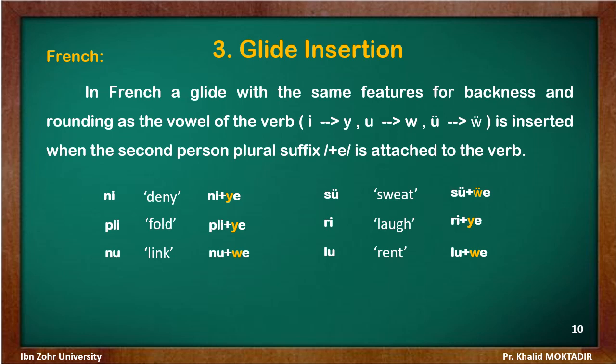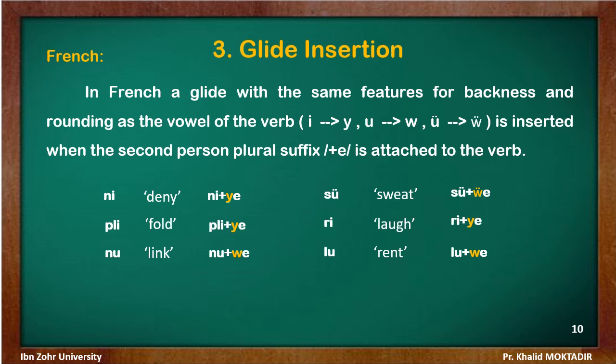Now look at the next verb here, the verb sweat, su. When we add the infinitive suffix, we need to insert a glide with the same features for backness and rounding as the vowel in the verb. So the vowel in the verb is minus back plus round. The glide which is inserted is also minus back plus round. And we pronounce that suer.